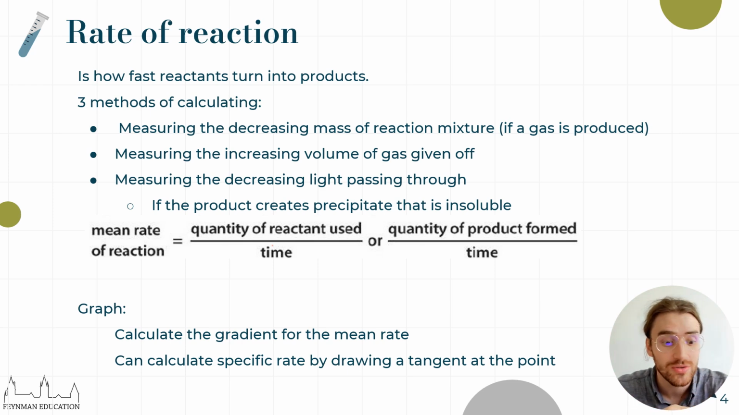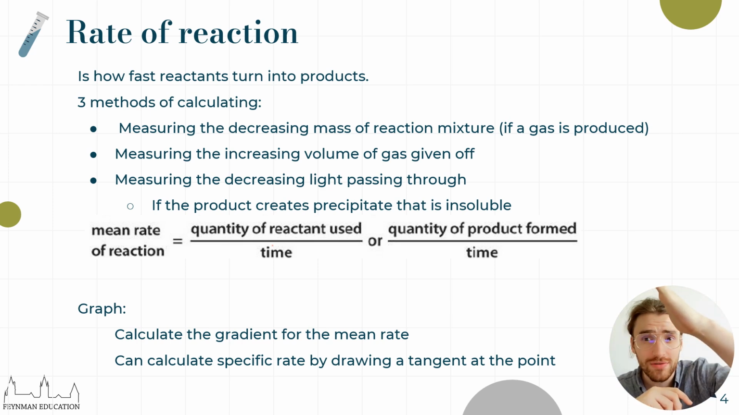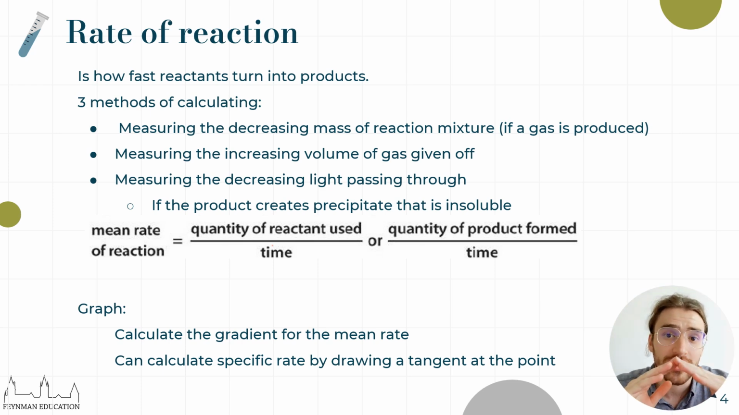The calculations you can use: the mean rate of the reaction is equal to the quantity of the reactants used divided by time, or the amount of products produced divided by time. Both will give you the rate. When we're looking at graphs, however, it is going to be the gradient of the graph that will give us the rate of the reaction. So the change in y divided by the change in x. Some people also say rise over run. That's the gradient.